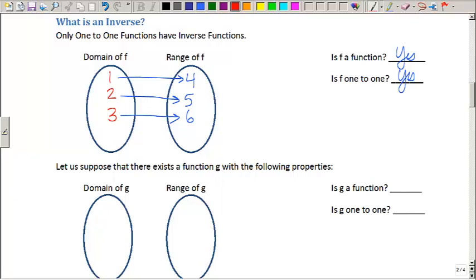Now we'd like to know what an inverse is. So we have a function, we have a one-to-one function. So I want us to suppose that there exists another function g with the following properties. The domain of my f function is going to be the same as the range of my g function. Similarly, the range of my f function will be the domain of the g function. So my red values 1, 2, 3, the domain of f, or the input, will now become the output of g.